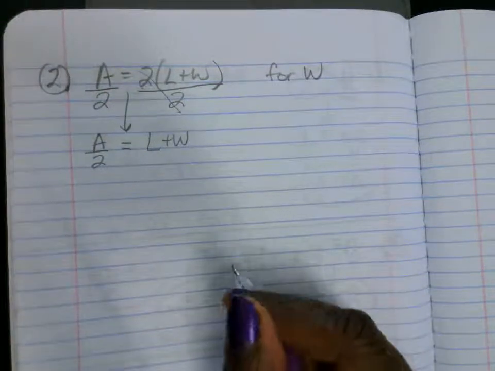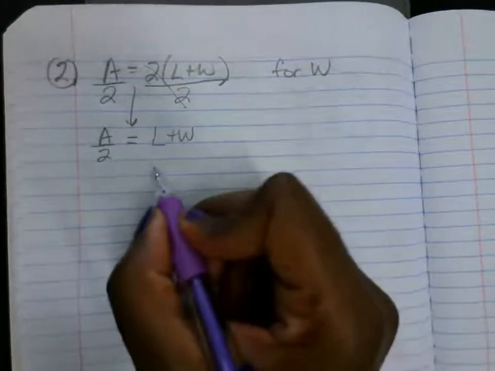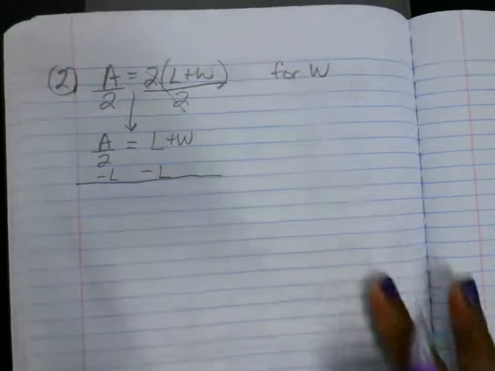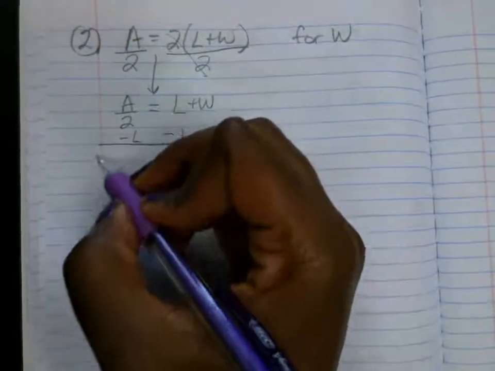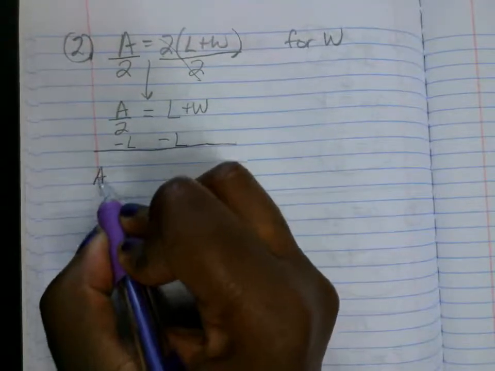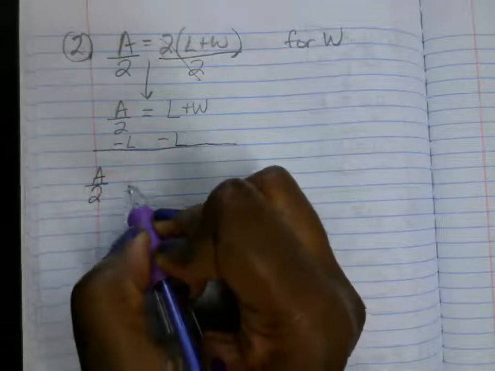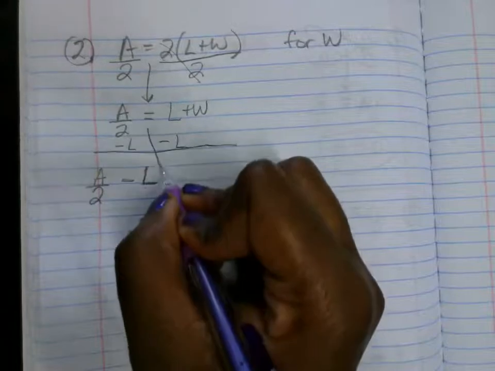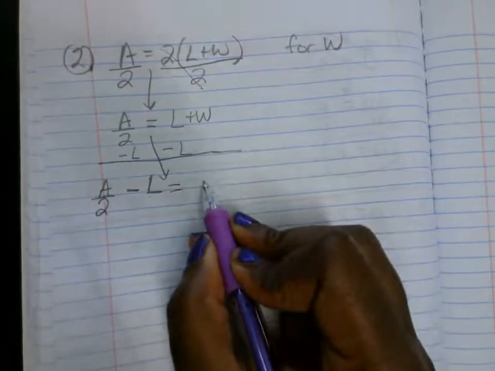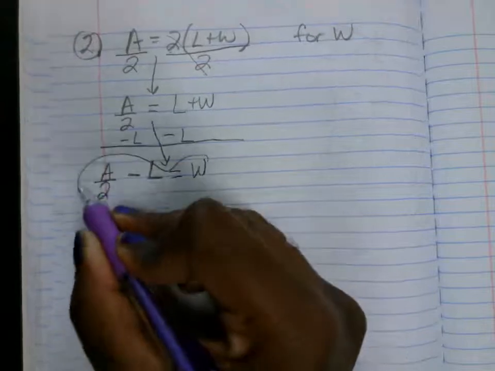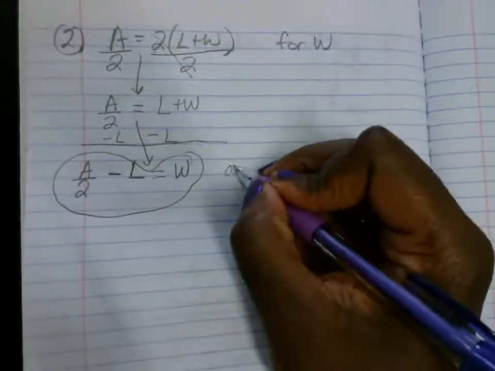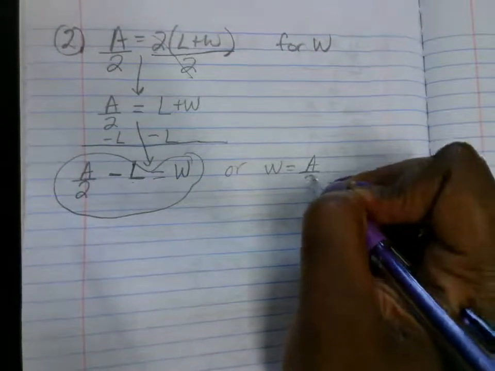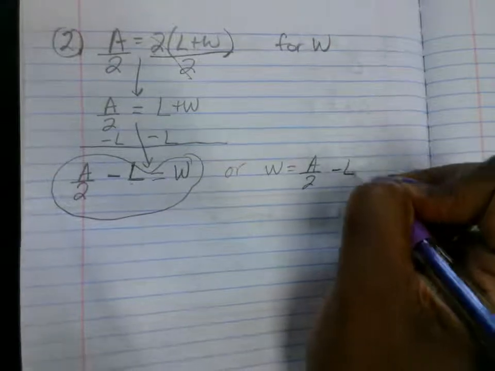Now what are we going to do to get W by itself? Subtract L. So what are you going to get on this side? A divided by 2 minus L. What are you going to get on this side? Just W. What's another way to write this answer? A divided by 2 minus L. Very good, y'all.